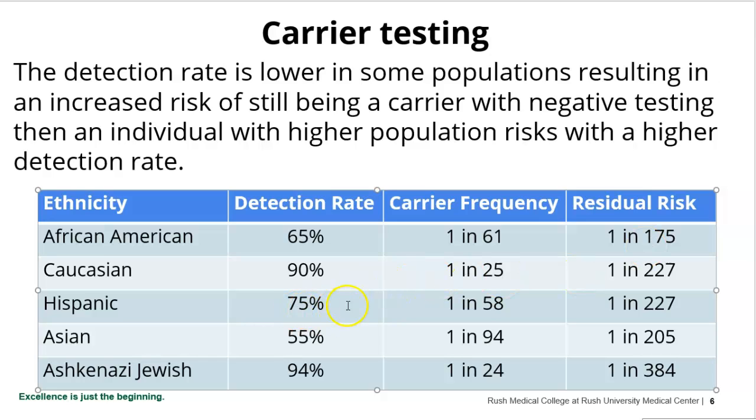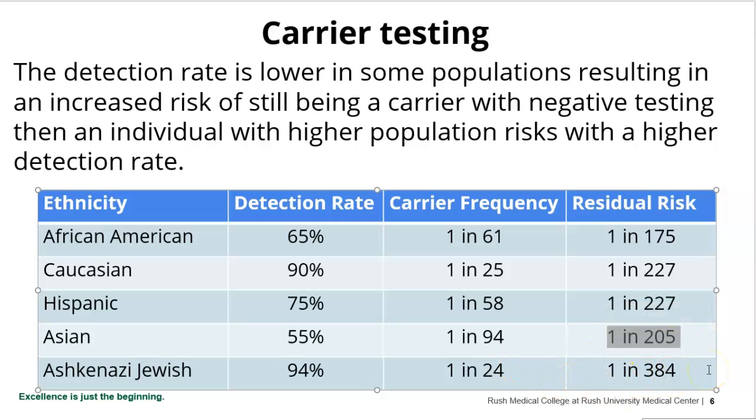Hispanics, a little bit better. They're a little higher, but a little bit better in detection. But now, even though the risk is more than twice as much before testing, it's pretty much the same as Caucasians after testing. And Asians, even though the risk is pretty low, 1 in 94, we only pick up a little bit over 50%. So it only drops to 1 in 205.